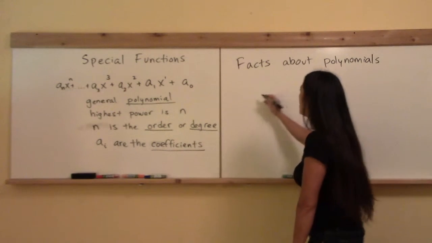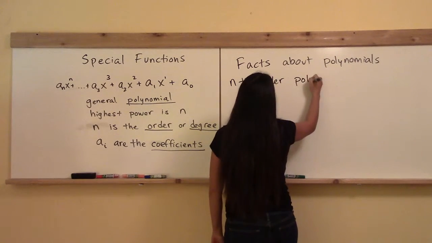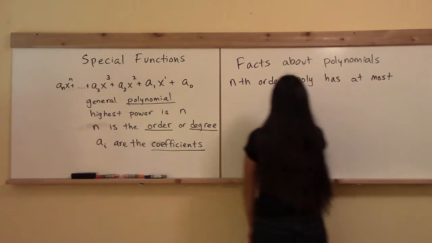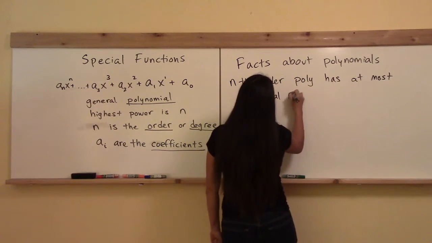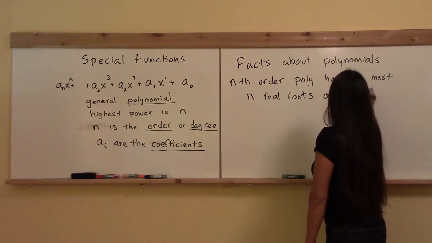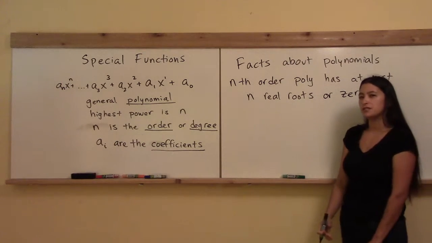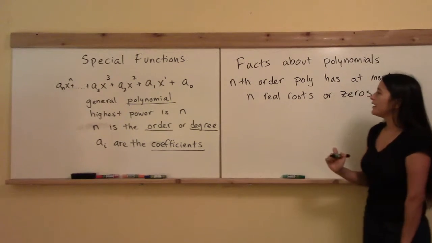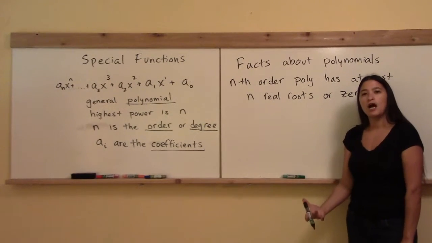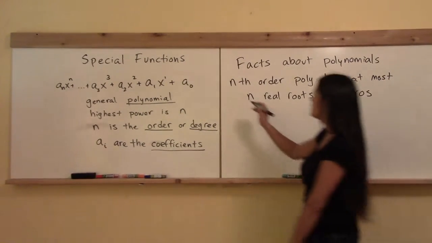My first fact about polynomials is that an nth order polynomial, which I'll abbreviate as poly, has at most n real roots. Okay, and remember the roots, aka the zeros, are going to be the values of x such that the equation is equal to 0. So that's in line with what we learned about linear and quadratic functions so far. Okay, so that's my first fact about polynomials.